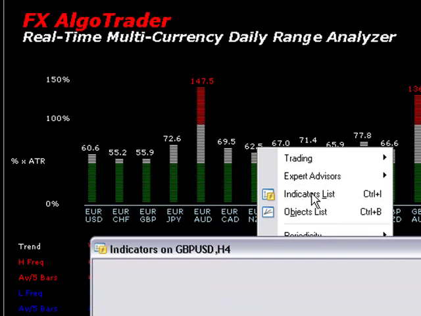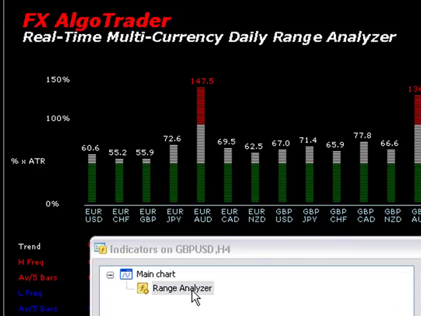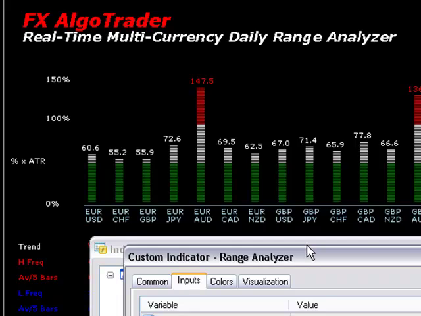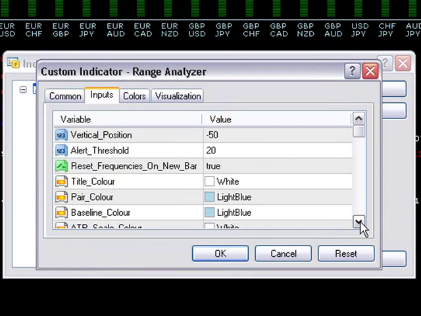And to explain that in a bit more detail, if we look at the inputs for the range analyzer, we can control all sorts of things like vertical positions of the display. We've got an alert threshold here, so if we see any pairs which get more than 20 changes within a set period, 20 changes to the frequencies, you'll get an on-screen alert saying there's a high frequency alert for X pair, and so on. And then we can reset the frequency counter on each new bar.